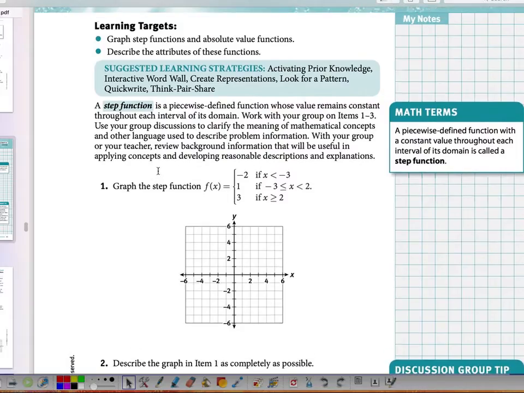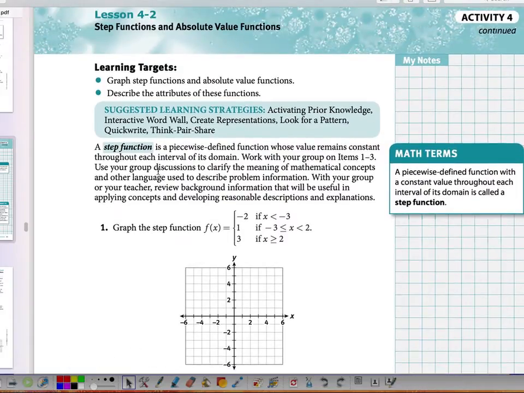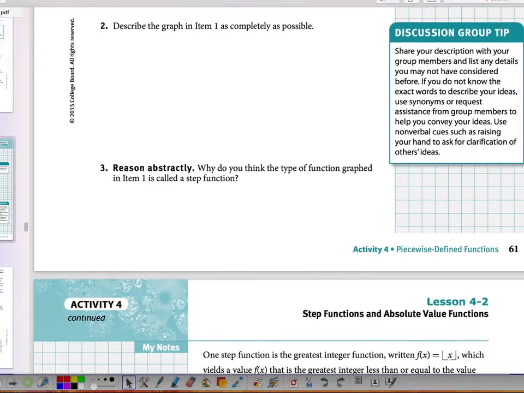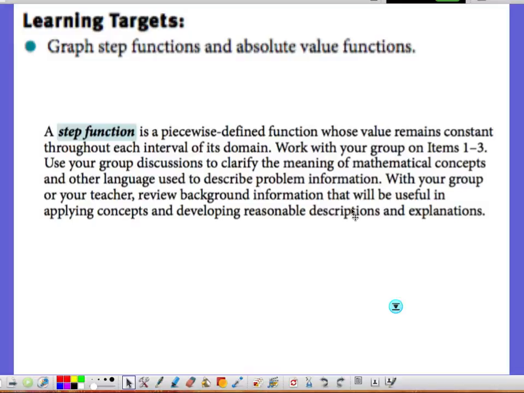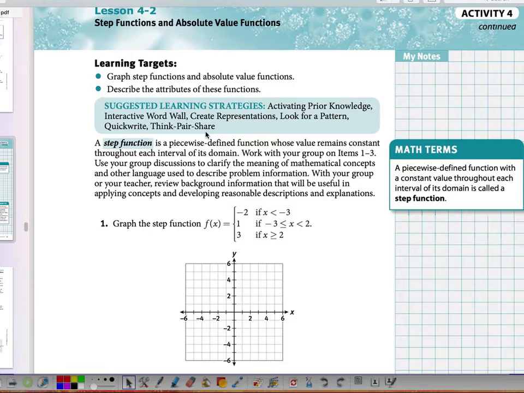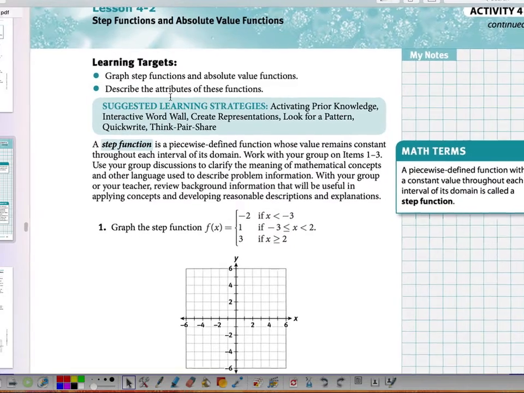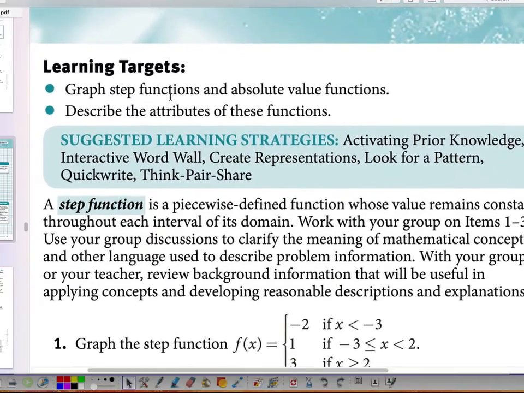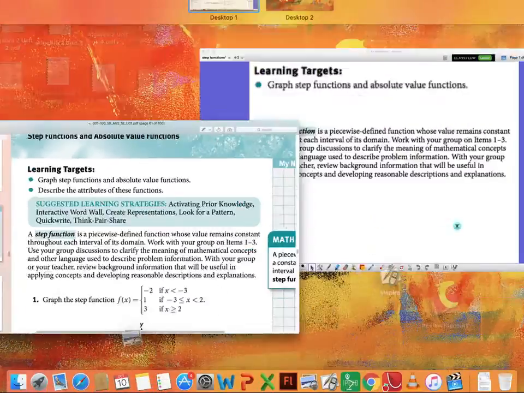Hello, and this video is on lesson 4-2, step functions and absolute value functions. This begins on page 61. So the first thing we're going to do is learn about step functions. We want to graph step functions and absolute value functions, and we also want to describe the attributes of these functions.